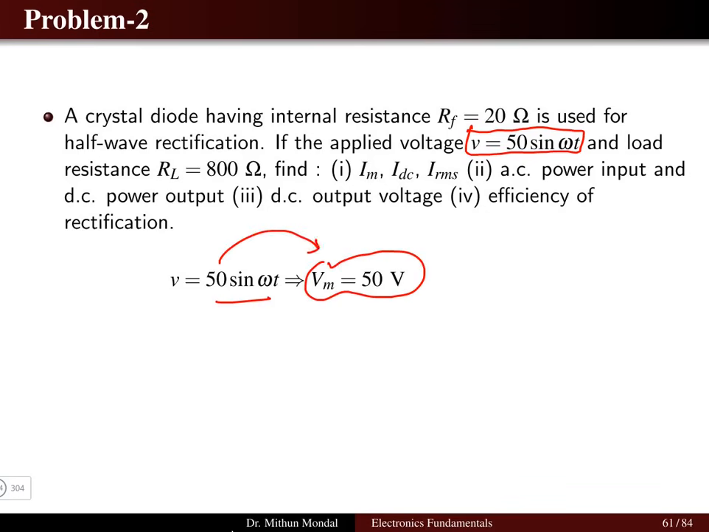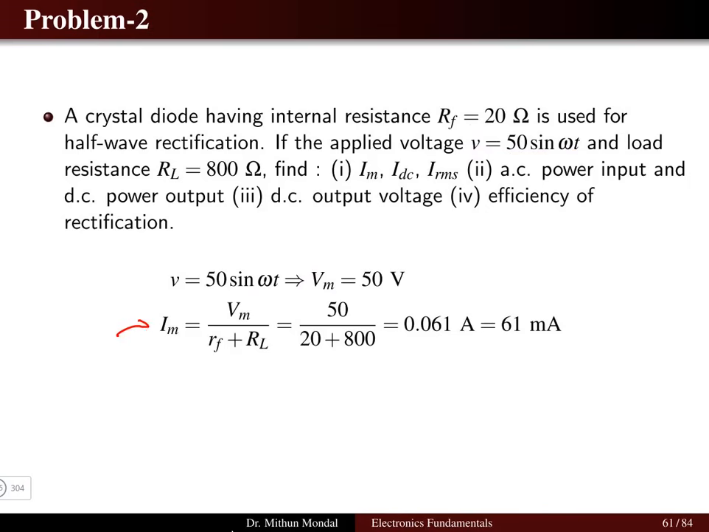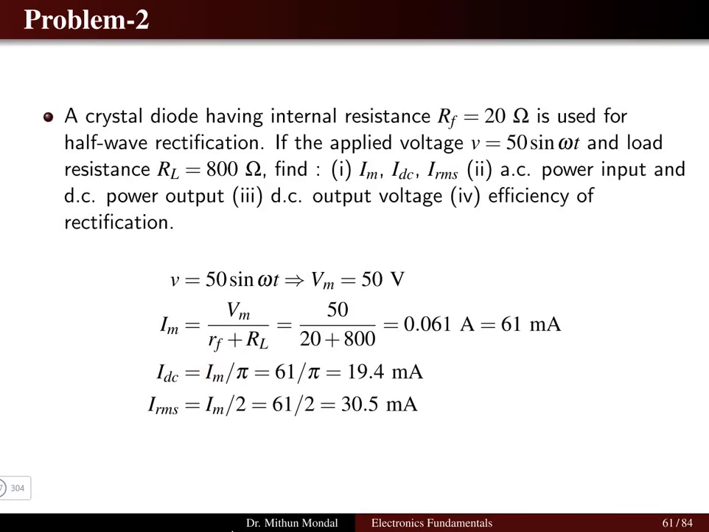50 volt. So the current which is flowing maximum is basically the maximum voltage divided by the total equivalent R, which is equal to Rf + RL. That gives 61 milliampere as the maximum current. The DC current we know for a half wave rectifier is Im/pi. So we'll get 19.4 milliamp, and the RMS current will be Im/2. Note here we are dividing with 2 and not with root 2. So that is 30.5 milliampere.